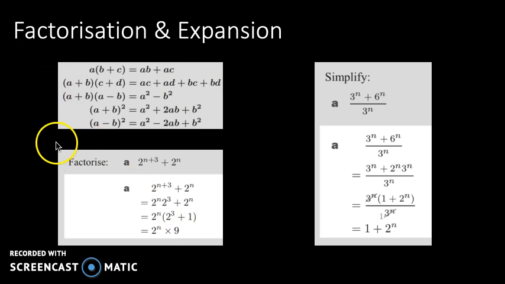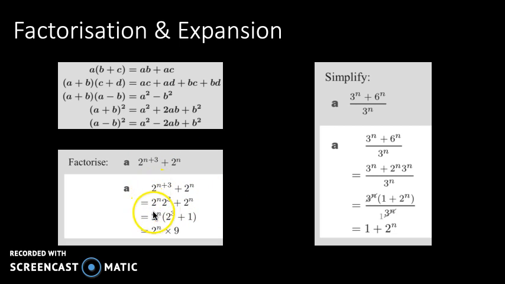So the first example we're going to use here is factorize 2 to the power of n plus 3 plus 2 to the power of n. So we basically want to isolate this 2 to the power of n so that we can put it together with this, so they are the same. So to get this, we can see that 2 to the power of n plus 3 is the same as 2 to the power n and 2 to the power of 3.